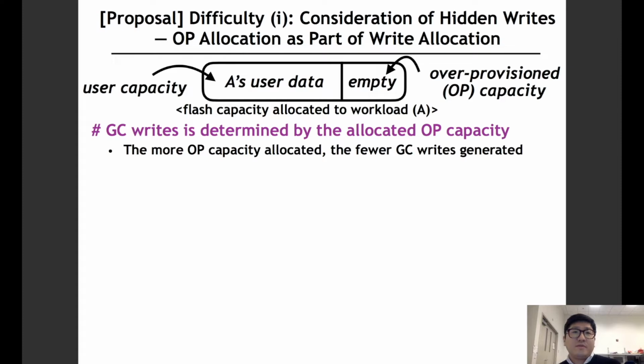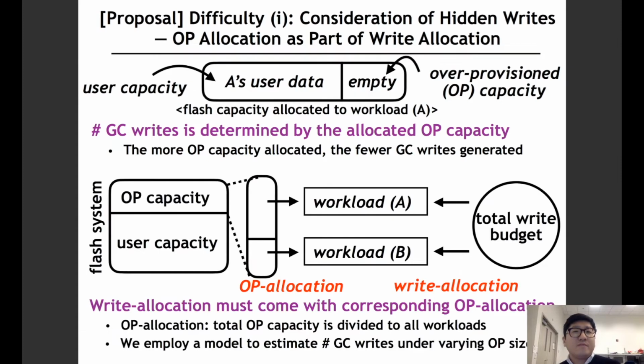Therefore, a write allocation must come with the corresponding OP allocation, which is to divide total OP capacity to all consolidated workloads. To estimate the number of GC writes under varying OP sizes, we employ an existing analytical model.